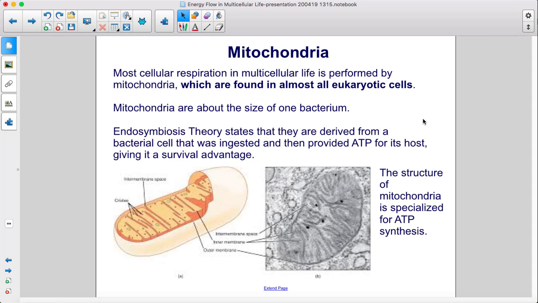Most cellular respiration in multicellular life is performed by mitochondria, which are found in almost all eukaryotic cells. Mitochondria are about the size of one bacterium. Endosymbiosis theory states that they are derived from a bacterial cell that was ingested and then provided ATP for its host, giving it a survival advantage. The structure of mitochondria is specialized for ATP synthesis.